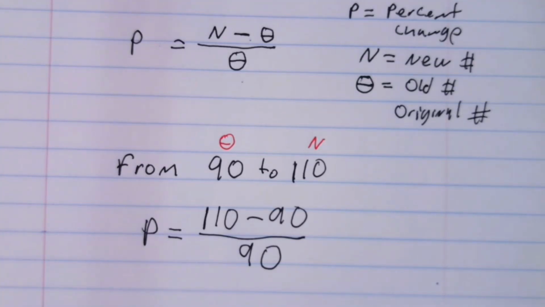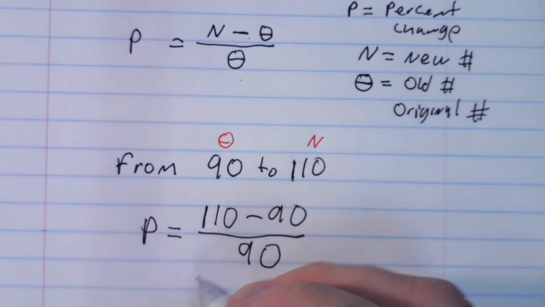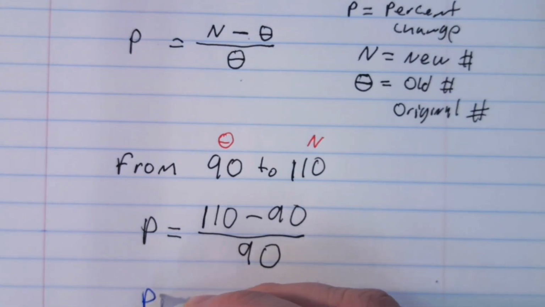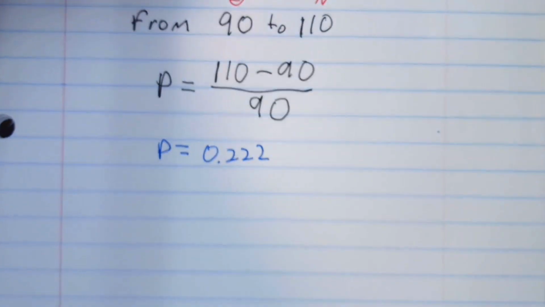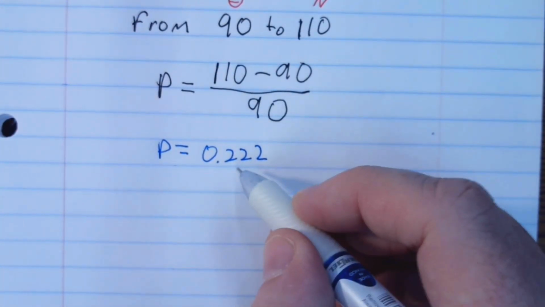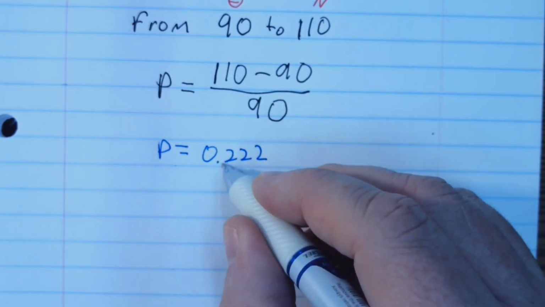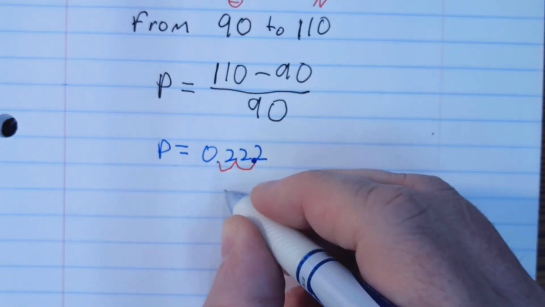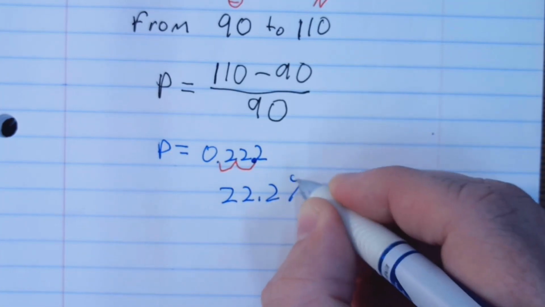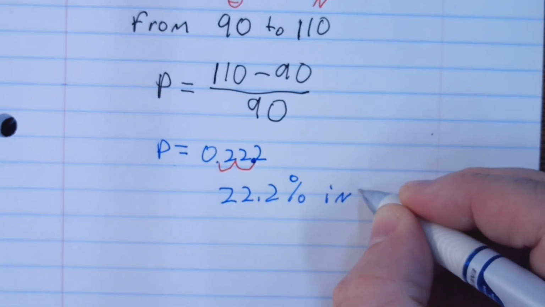Okay. And so I'm getting the answer of, and I'm going to round it to 3 decimal places here. So I got P equals 0.222. Do we think that that's what I want for the final answer? Is that a percent? No. What does that equal? So that'd be 22.2%. And I'm going to go ahead and write increase, because that's what's important, right?